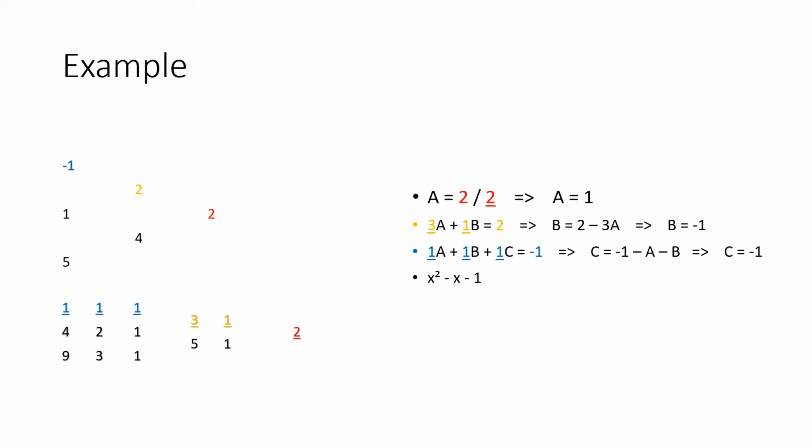Let's look at an example of this. I've highlighted the matching columns in the power pyramid and the number triangle. A is 1, B is -1, C is -1. The function that recreates our data column is x squared minus x minus 1.